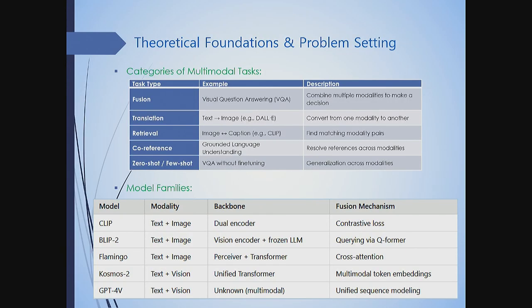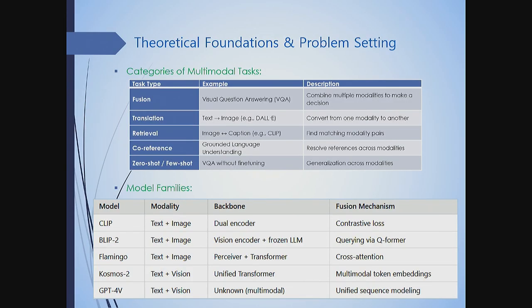So what are the categories? The categories of multimodal tasks here. I talk about fusion, translation, retrieval, and some other types. For example, in terms of fusion, an example is visual question answering. It combines multiple modalities to make a decision. And then in translation, you have the DALL-E model from OpenAI that makes text to image. So you convert one modality to another. Originally, you give a prompt, which is text, and then you expect another modality. That's a kind of translation from modality X to Y.